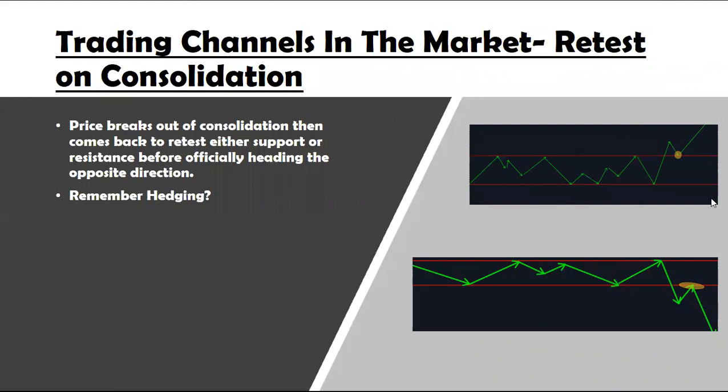So right here we're looking at consolidation. Price breaks out of consolidation and comes back to retest at a support or resistance before officially heading in the opposite direction. Okay, and here you guys have it. This is consolidation, when price is kind of consolidating within a zone. Usually when you have consolidation, you want to look for a breakout, because that's just like a volcano before it erupts. It's building up steam before it lets it all out.